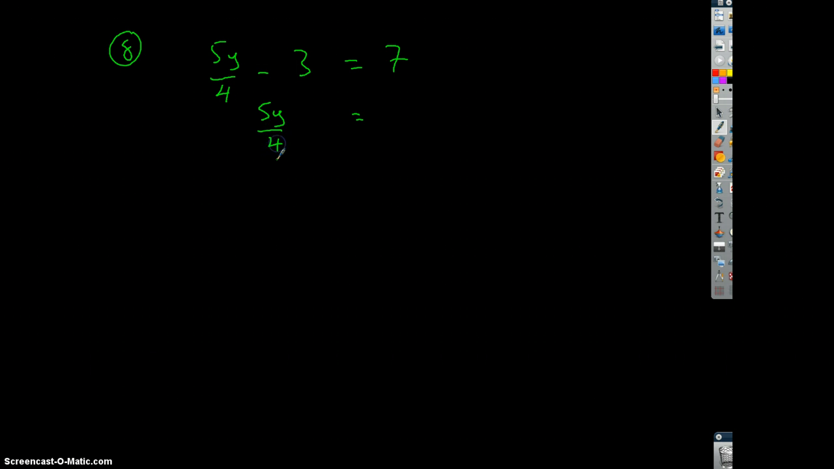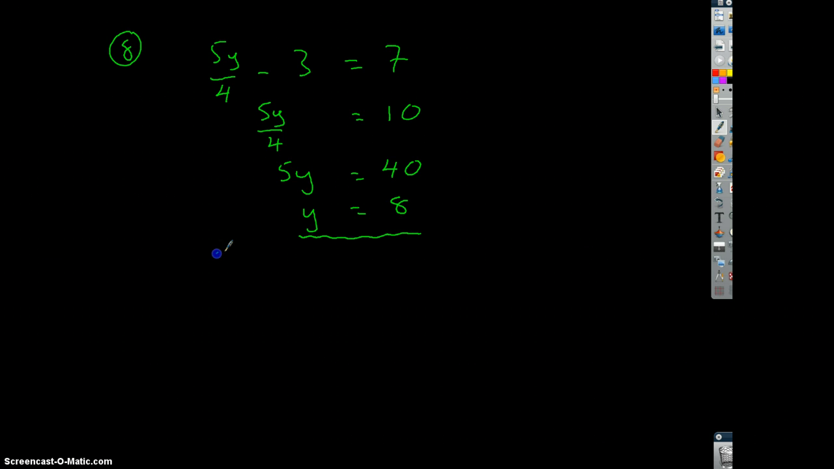I suggest that we add 3 to both sides. And 7 add 3 is 10. A nice column of equal signs. Let's multiply by 4 on both sides. And let's divide by 5. So y is equal to 8.